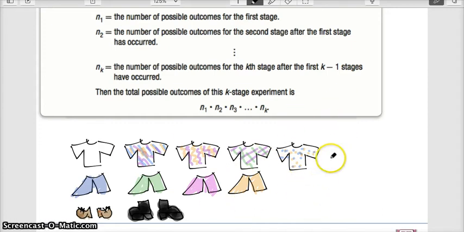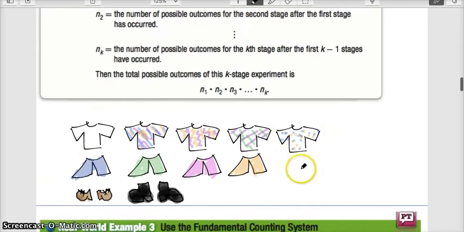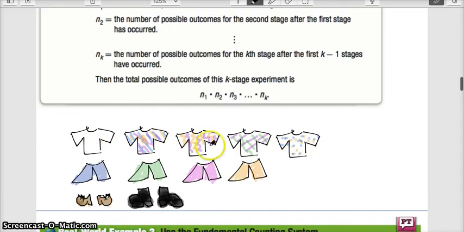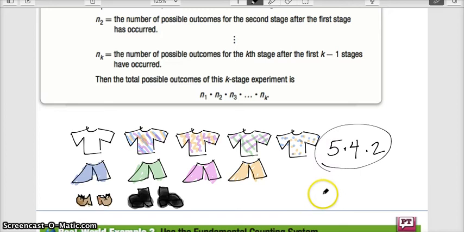If I wanted to figure out how many different outfits I get, according to the counting principle, I would take the 5 different shirts that I have, multiply that by the 4 different pairs of bottoms, and then multiply that by the 2 different pairs of shoes. This would tell me the total number of different types of outfits, and it would give me my sample space. So for me, I'd have 40 different outfits. Not bad for somebody keeping it simple.